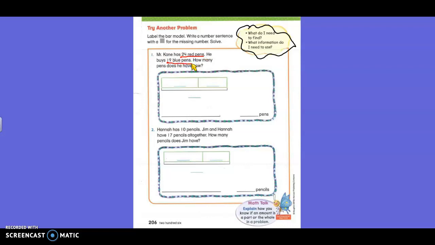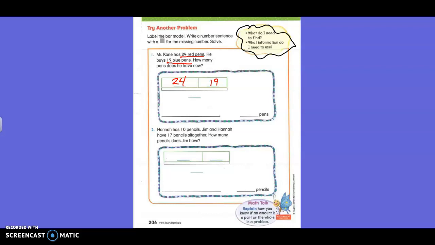Okay, now let's look. They want us to do a bar model. Where am I going to put this important 24 at? Chase? In the bigger square box. Where am I going to put the important 19 at, Matthias? In the smaller box. The reason why one's bigger is because that number 24 is bigger than 19.